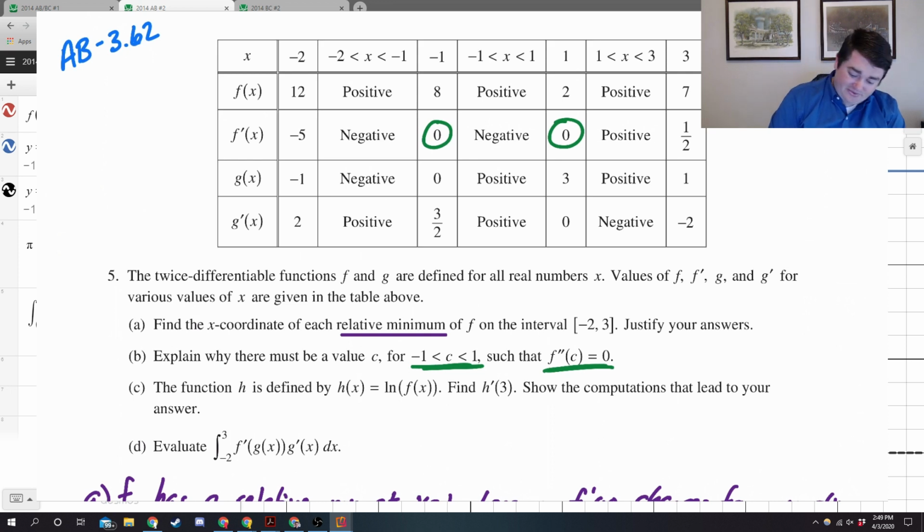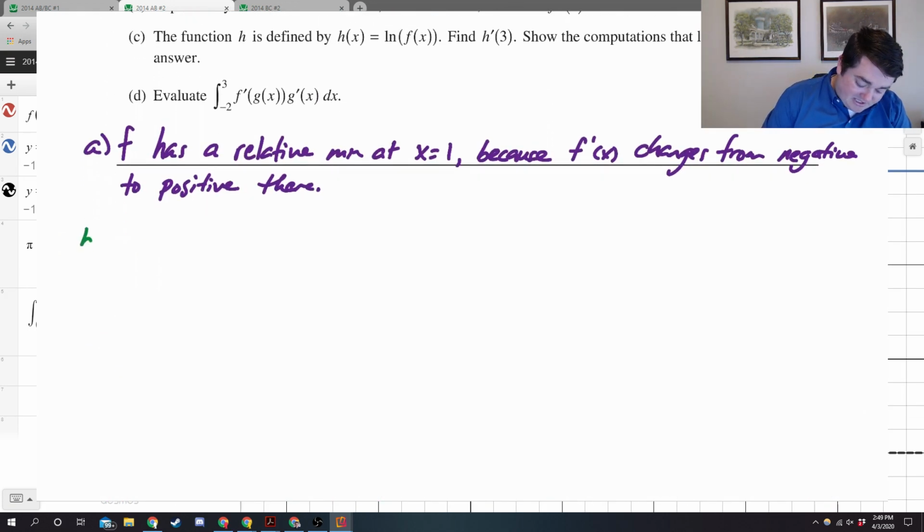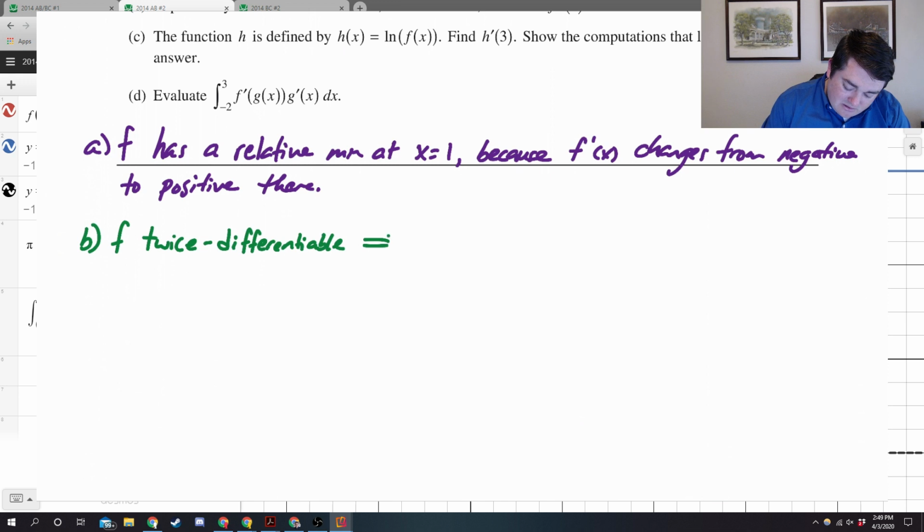How do I know that's true? They told me in the problem that these functions are twice differentiable, which means f prime has to be differentiable, and if it's differentiable, it has to be continuous. So I know the answer is yes. I know the reason is mean value theorem, but to get full credit, I need to show my work correctly here. So I'm going to be a little bit careful. I'm going to start by saying that because f is twice differentiable, that implies that f prime is continuous and differentiable.